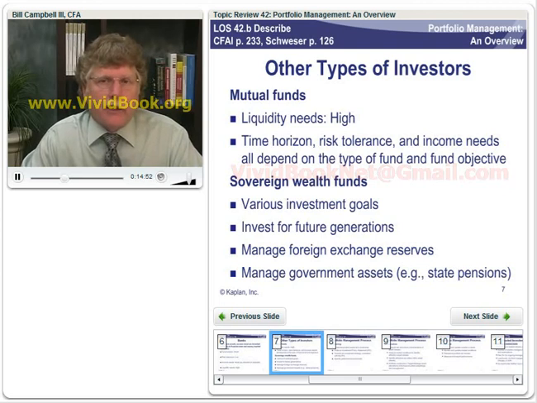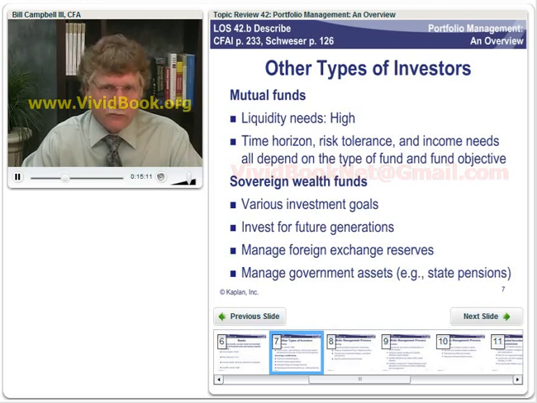Frequently, they manage foreign exchange reserves. If you have a country that has trading partners that trade in currencies other than that country's domestic currency, then they have to be able to manage their foreign exchange. They have to be able to manage the foreign currencies that they're using with their trading partners for their imports and their exports. Finally, they might be managing government assets.